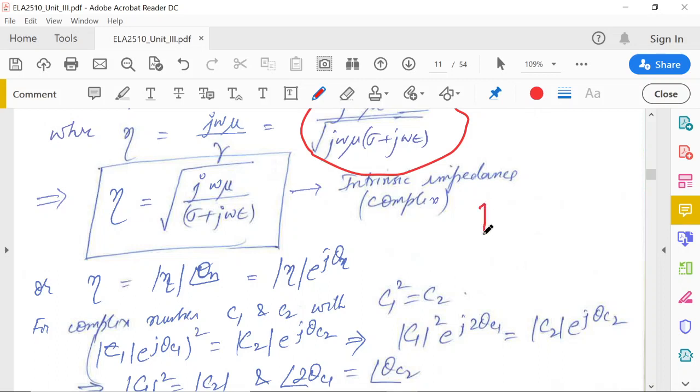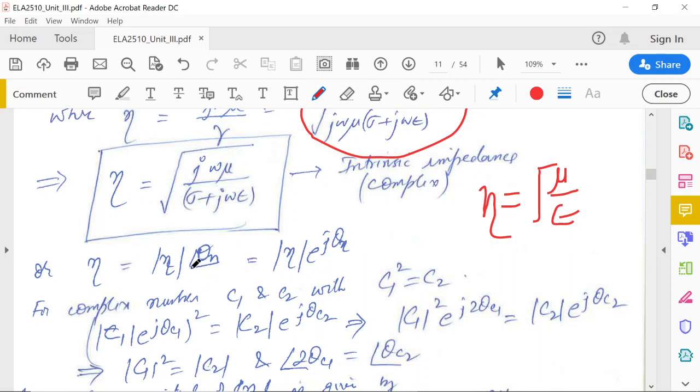When you have the lossless case, it was square root of mu over epsilon. You can also put it here: when you put sigma equals 0, it becomes lossless and you will lead to this equation. Now it is complex, so we can have its magnitude and phase. This is the magnitude and this is the phase. So if eta is equal to this, you can find its magnitude and phase.